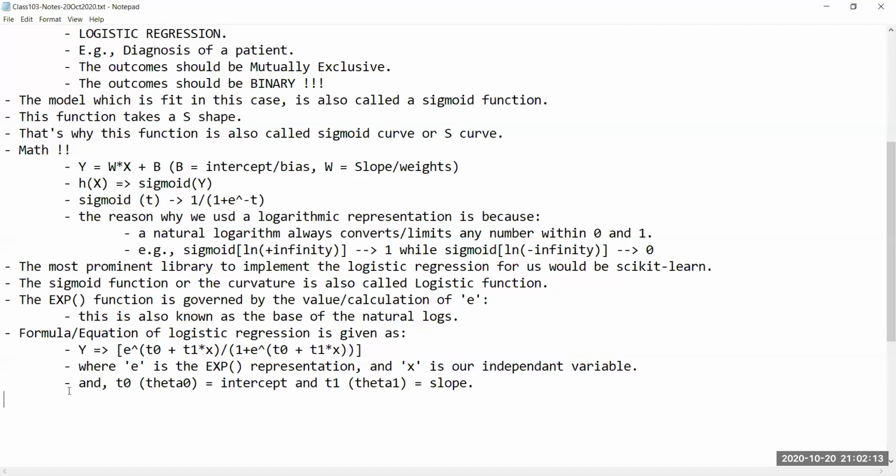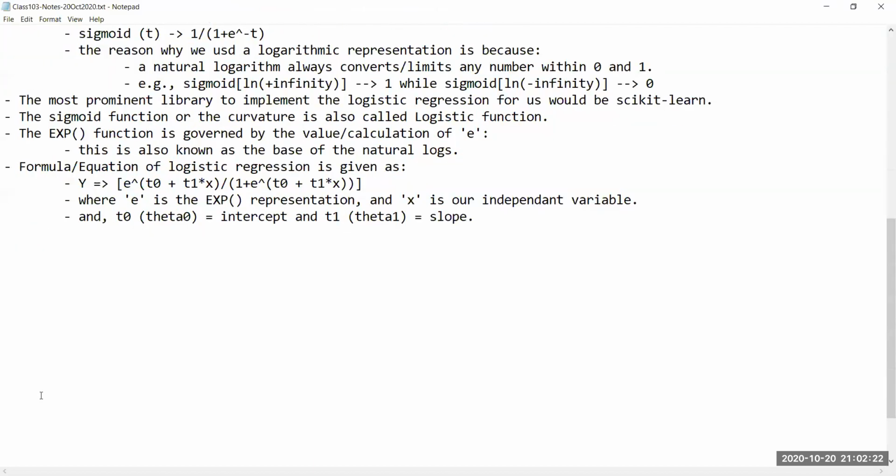So if we try to represent this in a different way, the easiest way to do that is to use the basic concepts of probability, which we have already seen earlier. We're just going to reuse that, and then represent logistic regression in that format. Now, that is not to say this formula or this equation is not going to work.